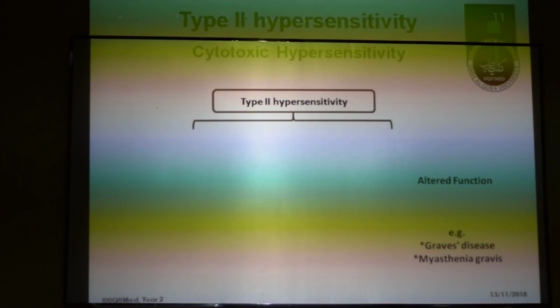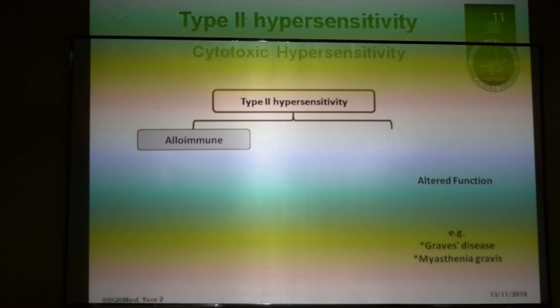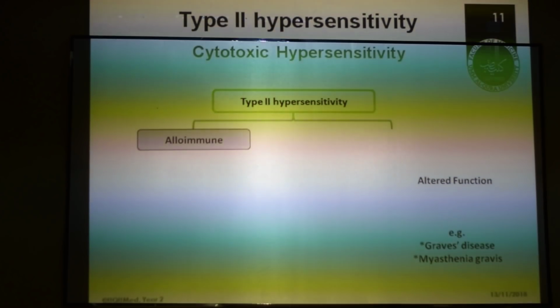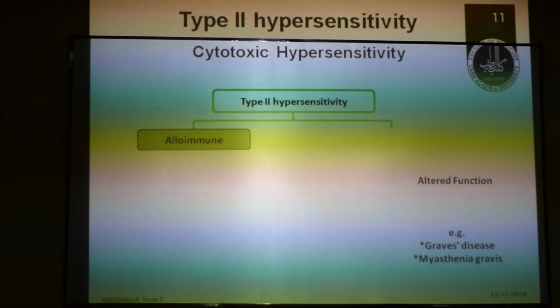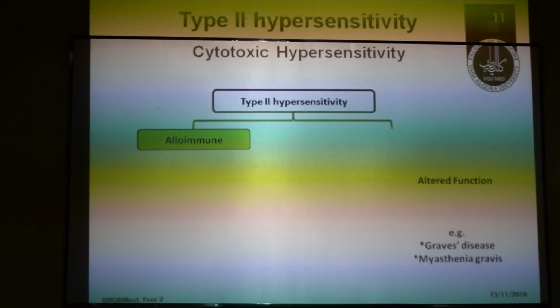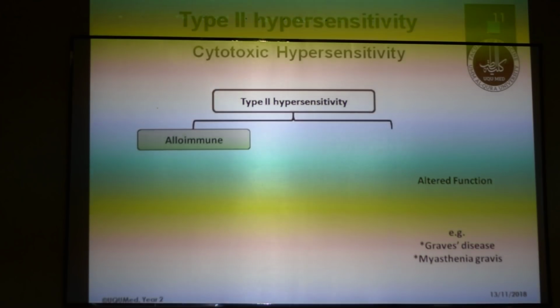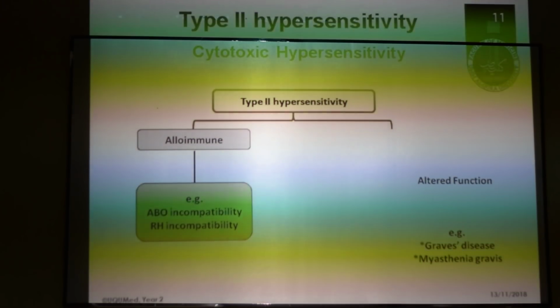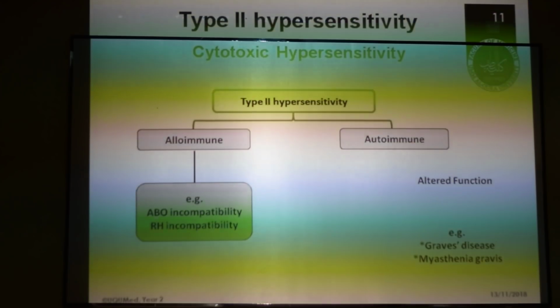Now, one part is against the alloantigens. What are alloantigens? Those which differ between individuals within the species. So between humans, my antigens will be different from yours, and yours will be different from all of your colleagues'. The best example is ABO or Rh incompatibility. The red blood cells have different antigens present on their surfaces. If there is a type 2 reaction against such antigens, that is called an alloimmune response. We'll see some details after a few minutes.